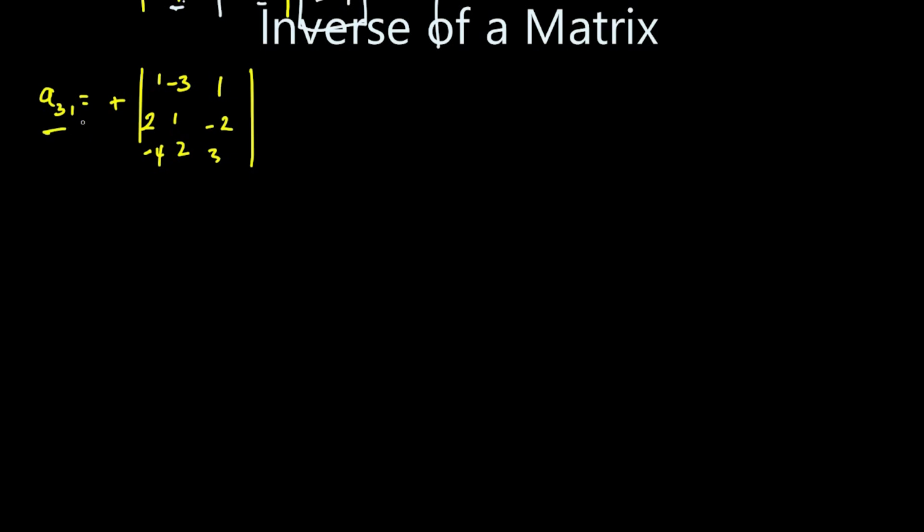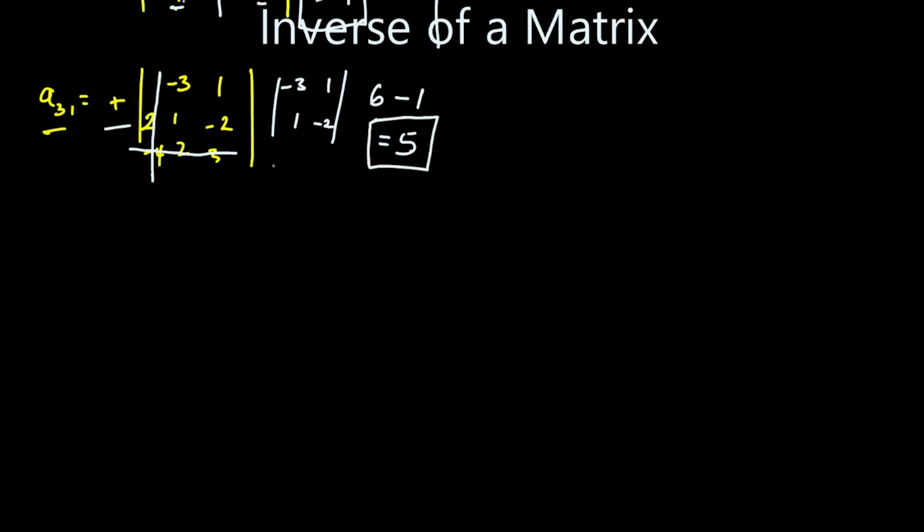So we close down the row and the column that has the element A31, which is minus 4. So we close this row, we close this column. We remain with the matrix minus 3, 1, 1, minus 2. Minus 3 times minus 2 is 6, minus 1 times 1 is 1. So 6 minus 1 is 5. The sign is a positive, so when you multiply 5 times a positive 1, it will remain 5. So this is the value that we have for A31.